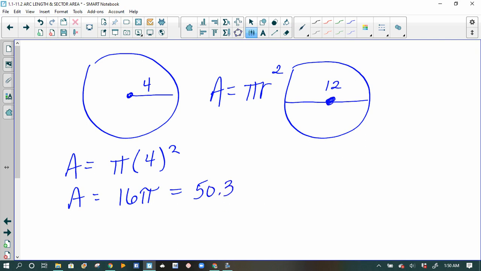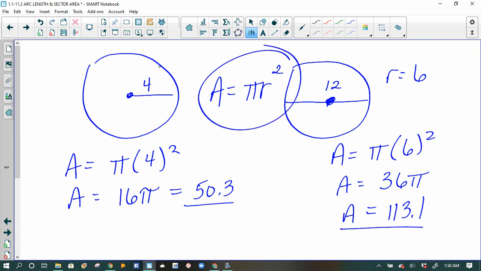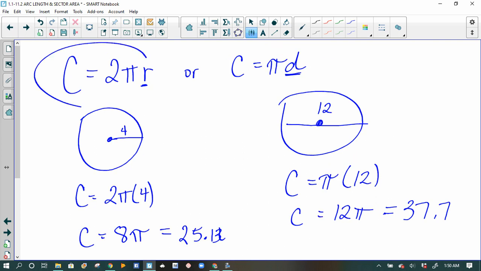Now, if you know the diameter, then you're going to have to find the radius to be 6, because remember the radius is half of the diameter. So this would be pi r squared, or 36 pi, which is 113.1. Okay, so you have to know area and circumference to do today's lesson.